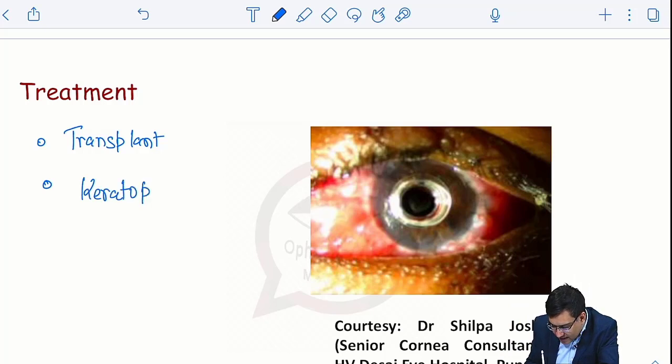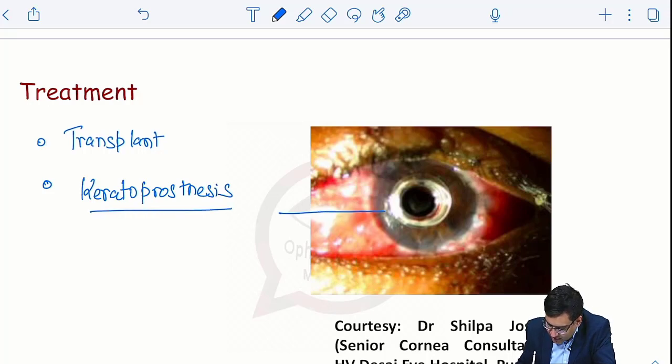As you can see in this picture, this is the keratoprosthesis. Central cylinder, transparent cylinder is there, which is basically attached to the peripheral cornea. Okay, so we can have different types of keratoprosthesis. That is not in your syllabus right now, but remember, a keratoprosthesis can be done in the cases of severe limbus stem cell deficiency.